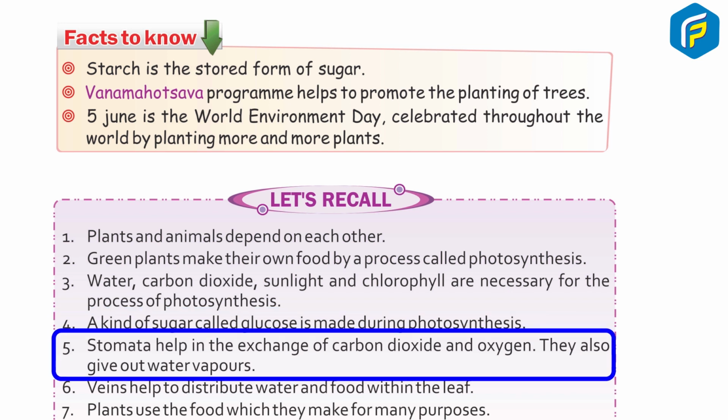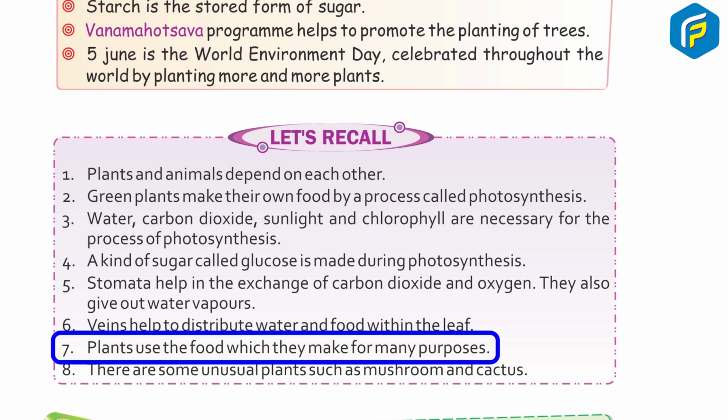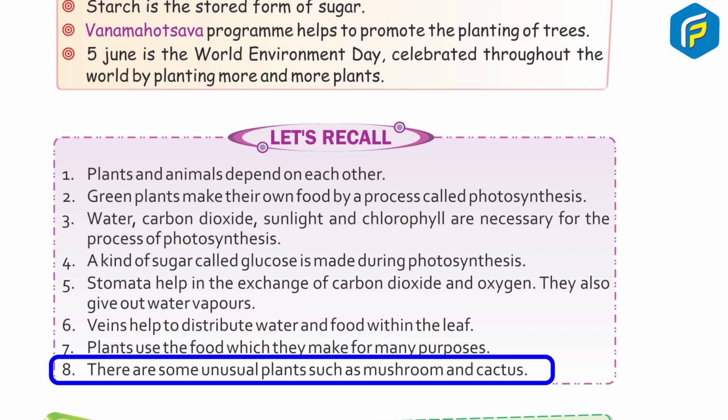5. Stomata help in the exchange of carbon dioxide and oxygen. They also give out water vapors. 6. Veins help to distribute water and food within the leaf. 7. Plants use the food which they make for many purposes. 8. There are some unusual plants such as mushroom and cactus.